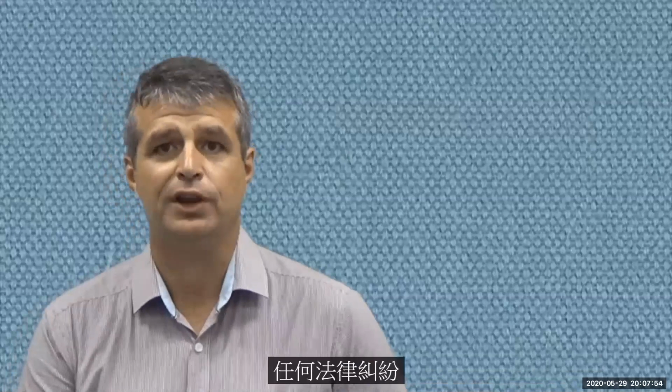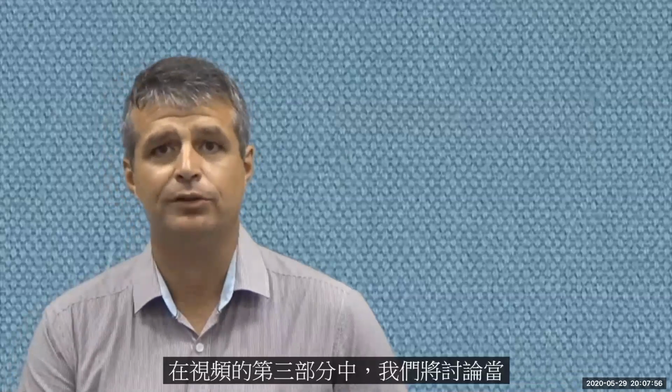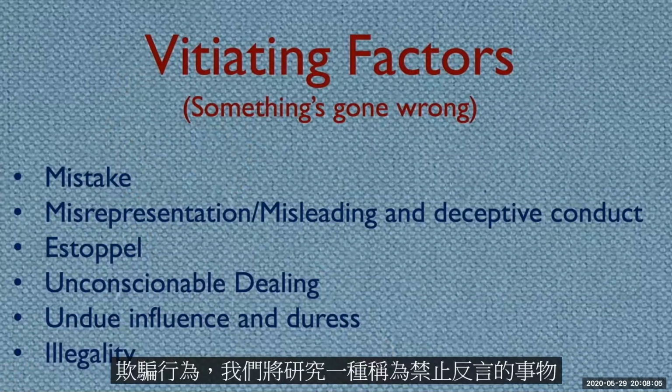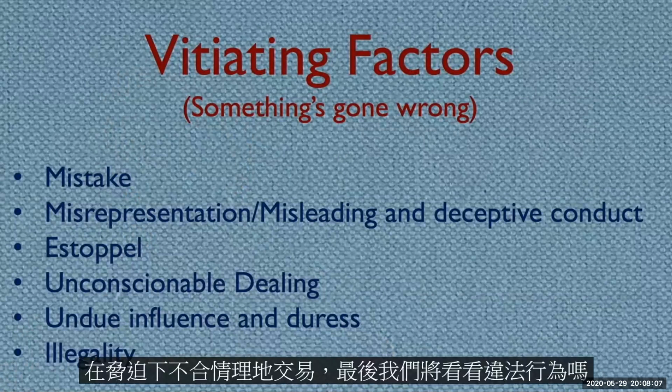In this third section of the video, we're going to talk about what happens when things go wrong. We'll look at mistake, misrepresentation, misleading and deceptive conduct. We'll look at a thing called estoppel. We'll look at unconscionable dealing, at duress, and finally, we'll look at illegality.